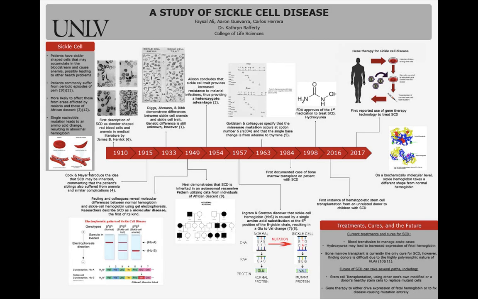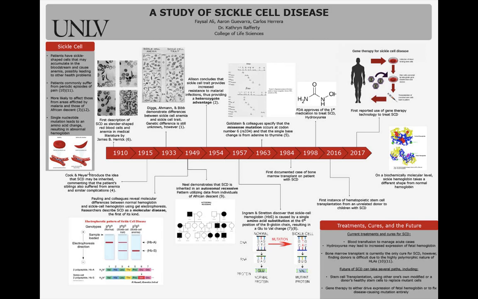To begin, we wanted to give you guys a quick overlook of sickle cell disease and how it manifests itself in individuals who suffer from it. Sickle cell disease patients have sickle-shaped cells that may accumulate in the bloodstream and cause a type of anemia, possibly leading to other health concerns that are much more severe.